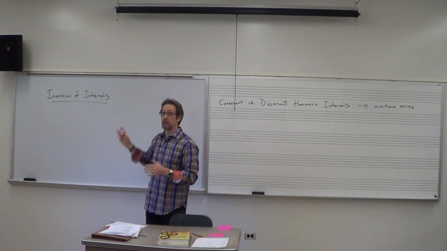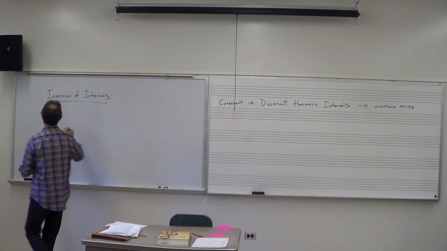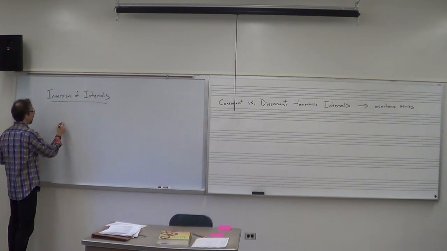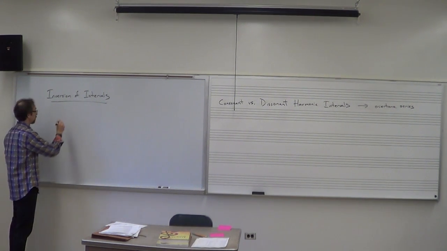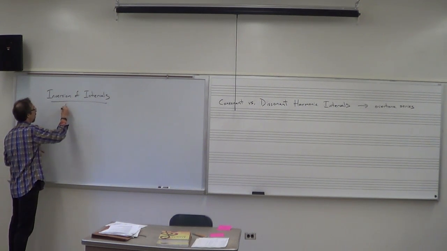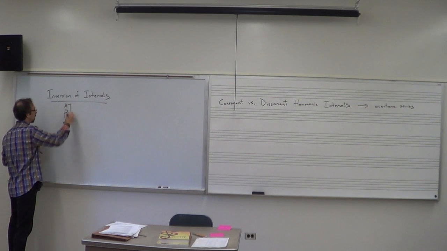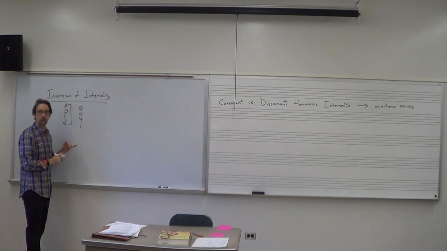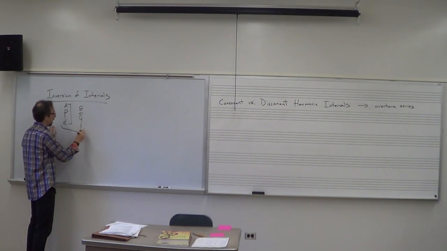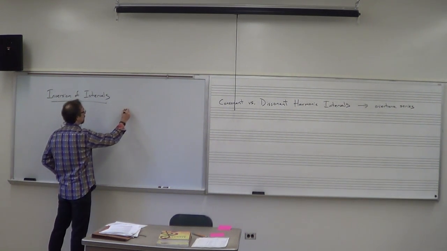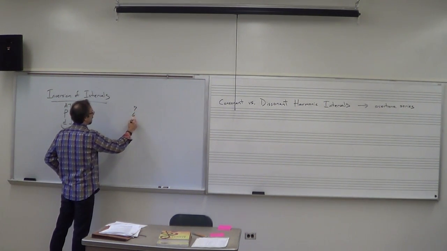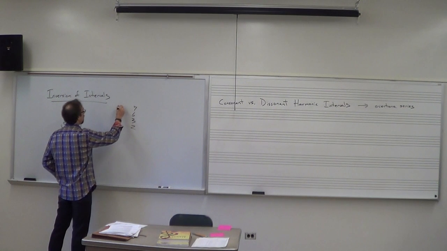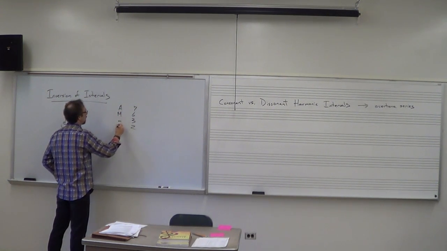So today we're starting here with inversions of intervals. We talked about analyzing the intervals: perfect, augmented, major, minor, diminished. And we had our two categories of intervals. We had our intervals that could be perfect, augmented, or diminished, and those were our octave, fifth, fourth, and unison. Then we had our other category of intervals, which were sevenths, sixths, thirds, and seconds. And these intervals could be augmented, major, minor, or diminished.